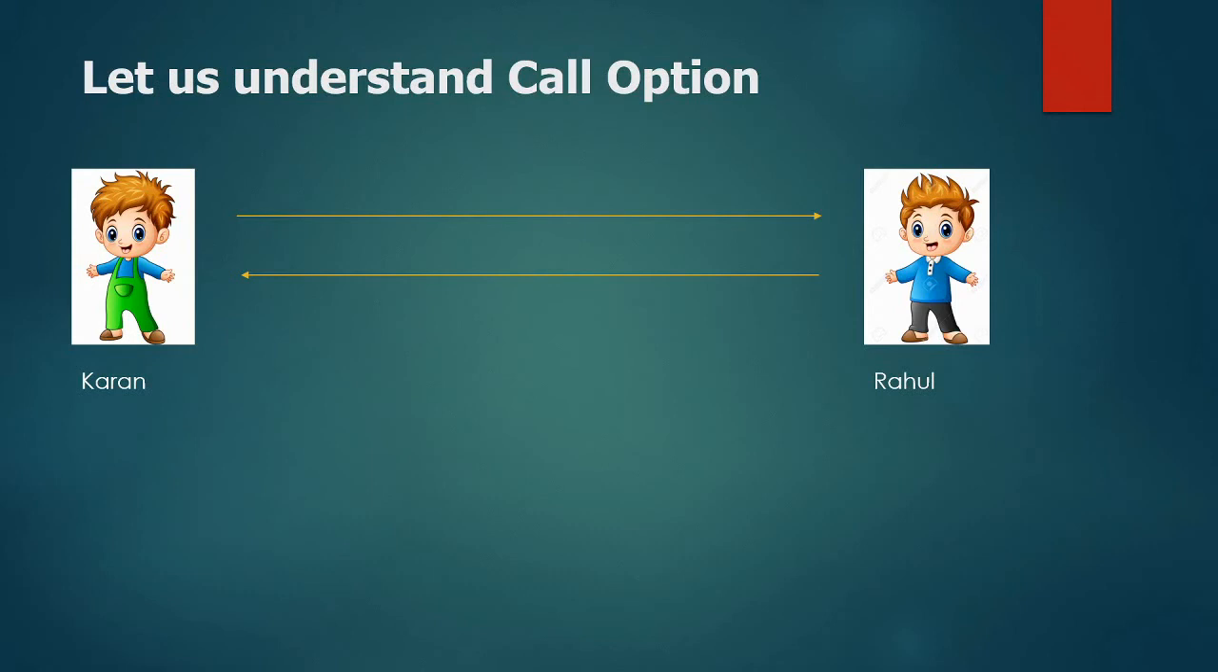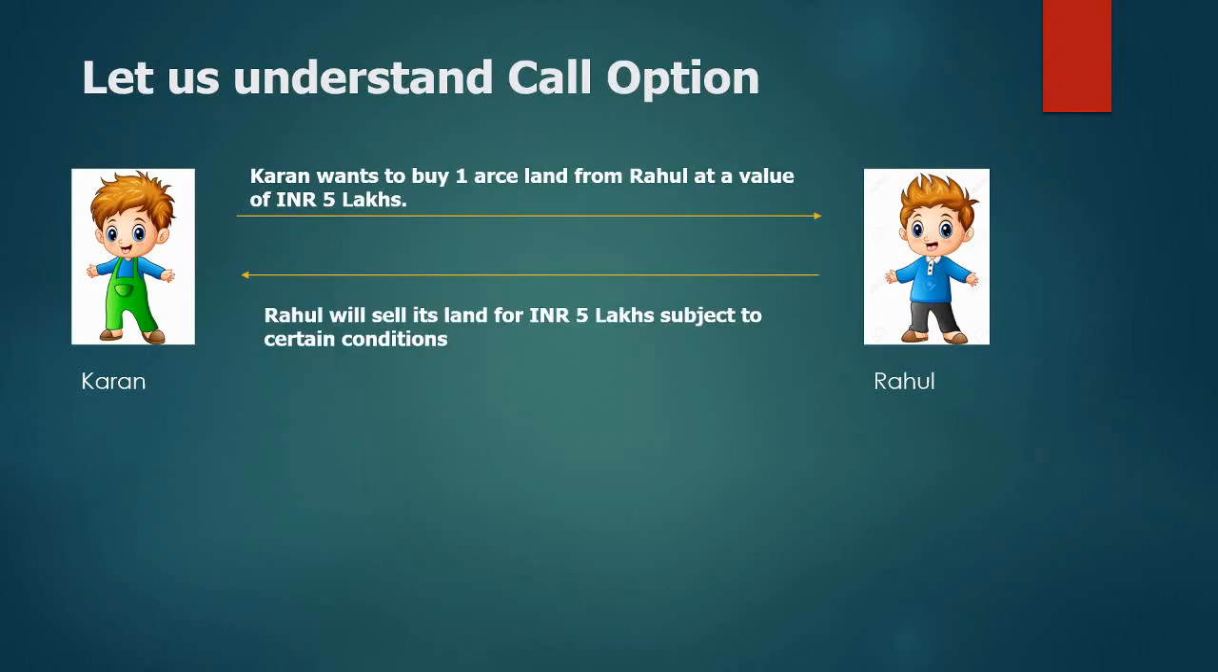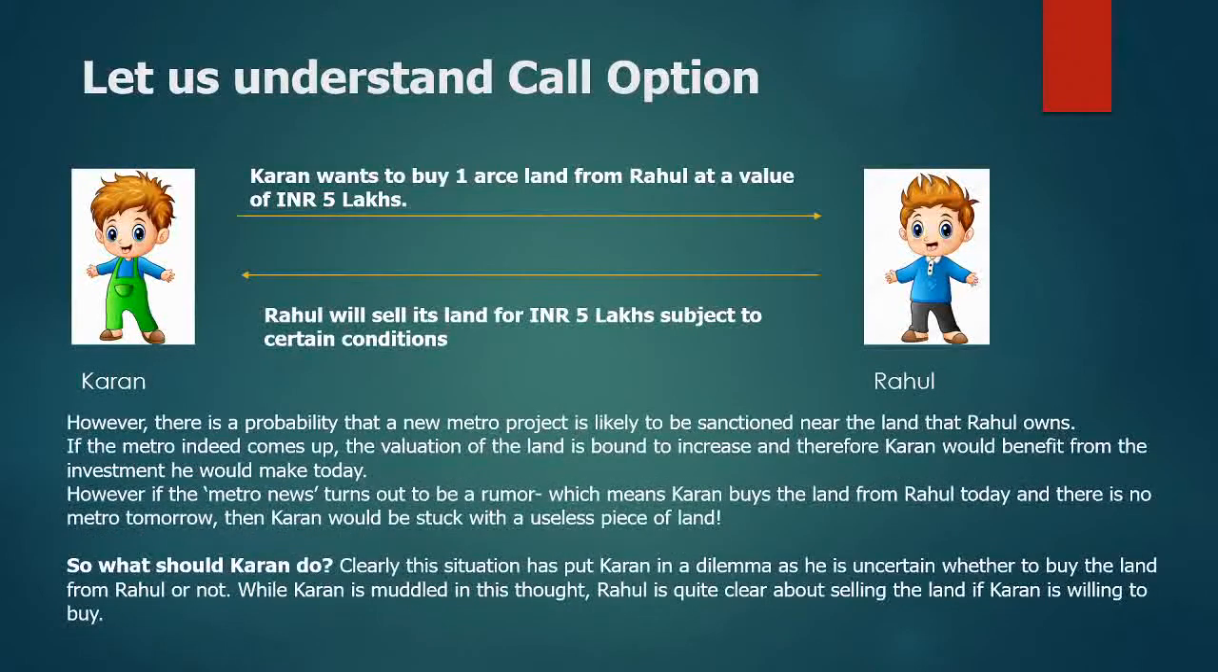So let us understand how a call option functions. There are two friends, Karan and Rahul. Karan wants to buy 1 acre of land from Rahul at a value of rupees 5 lakhs. Rahul has 1 acre of land which he wants to sell, and Karan wants to buy it at a value of 5 lakhs. Rahul is ready to sell subject to certain conditions.